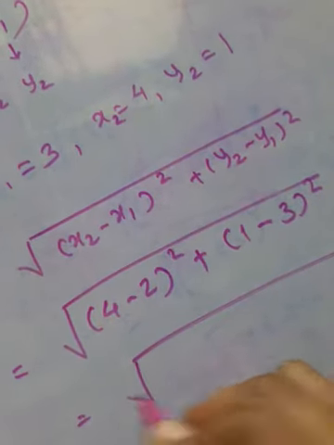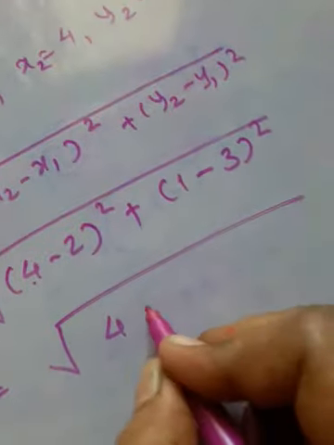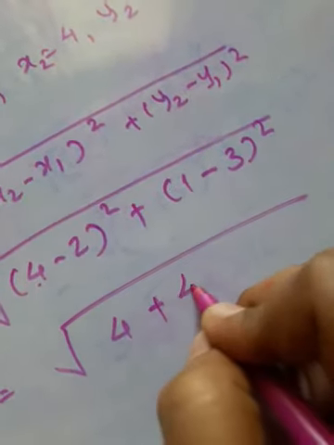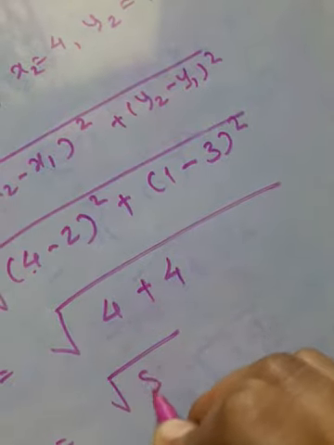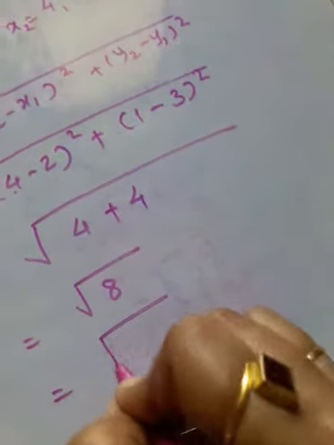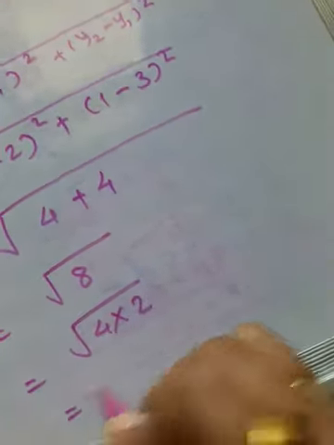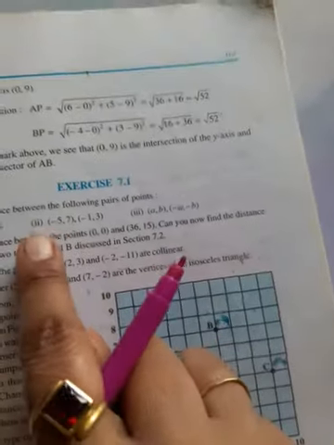That means 4 minus 2 is 2, and 2 squared is 4, plus again minus 2 squared is 4, that means the square root of 8. Again you can simplify it: 2 root 2. So this is the distance between the two points P and Q. You can solve question number two and question number three similarly. See question number two.